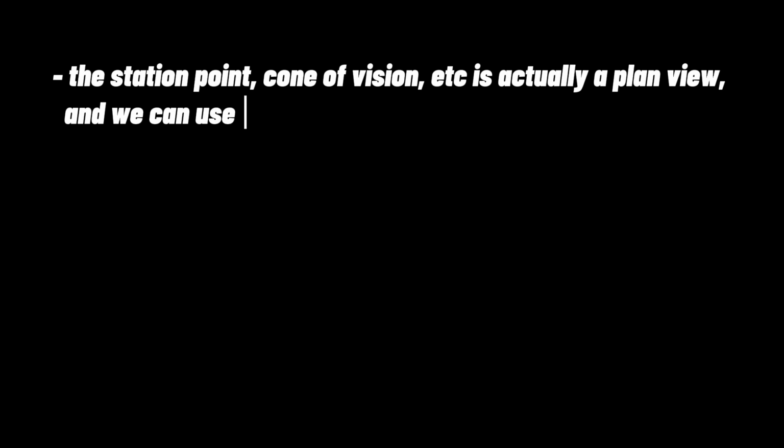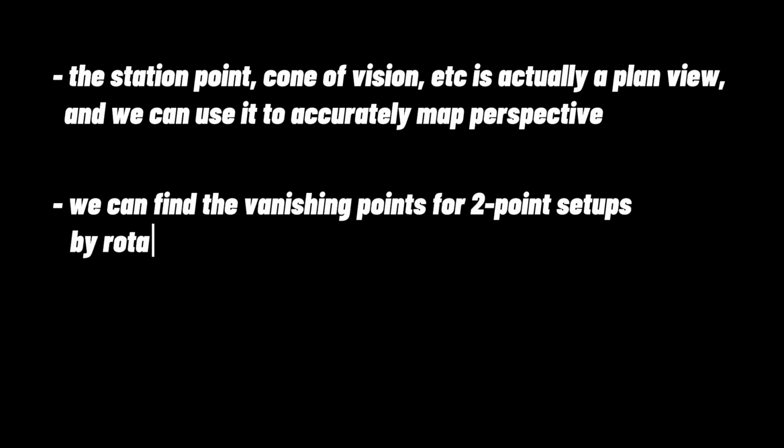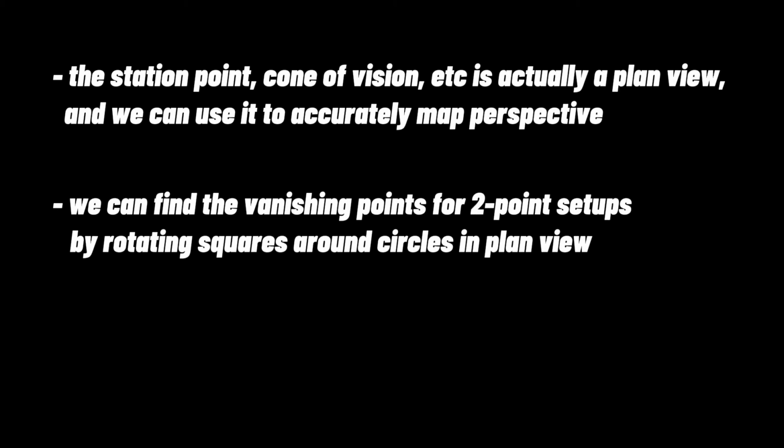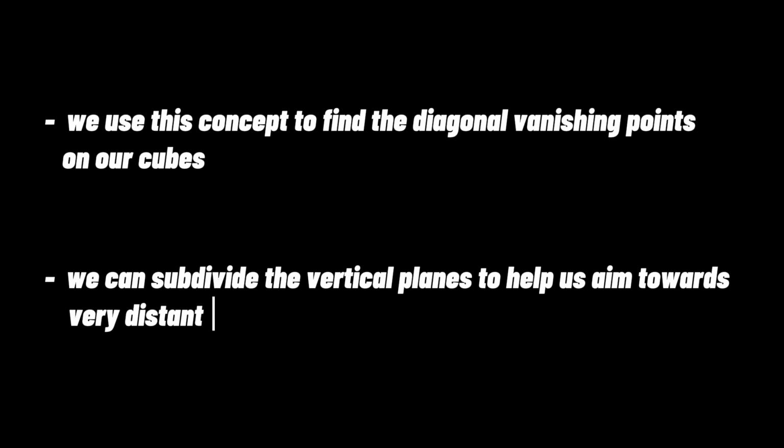So to recap, you learned that the station point and cone of vision and all that stuff is actually just a plan view, and is then converted into our point of view. That we find the vanishing points for 2-point setups by rotating squares around circles in plan view. That all parallel lines in plan view converge on the horizon line when seen from our point of view, and that we use this concept to find the diagonal vanishing points on our cubes. And that we can subdivide the vertical planes to help us aim towards very distant vanishing points.